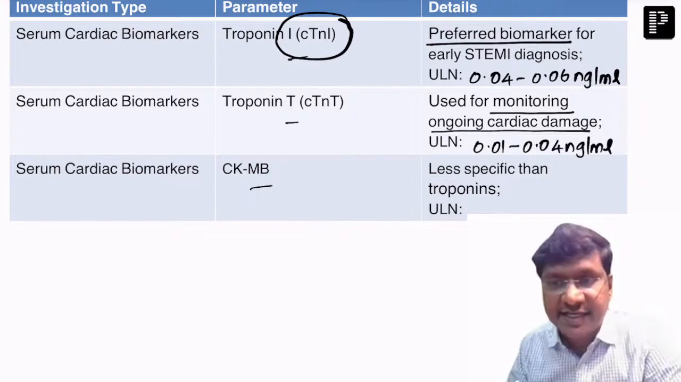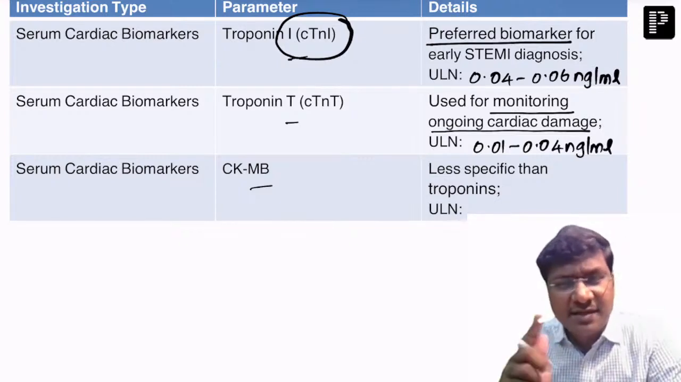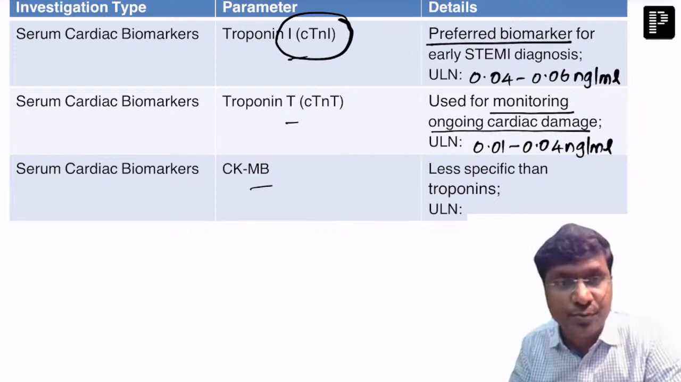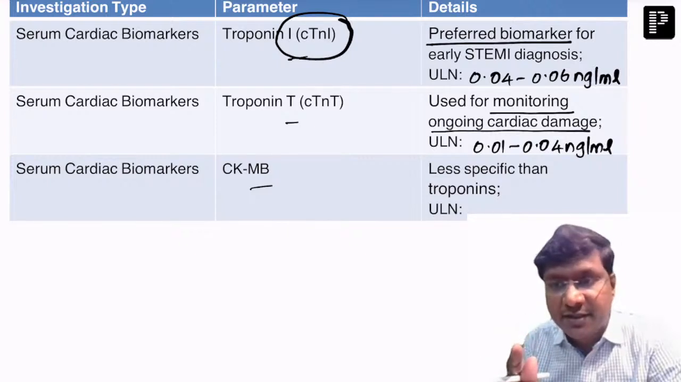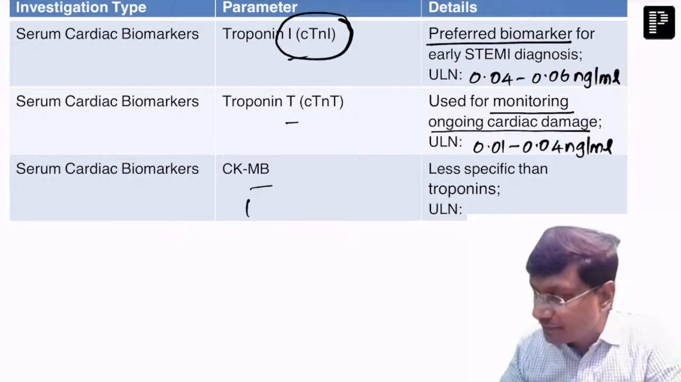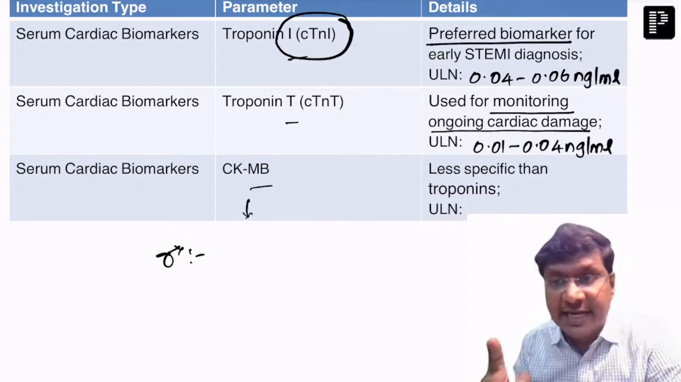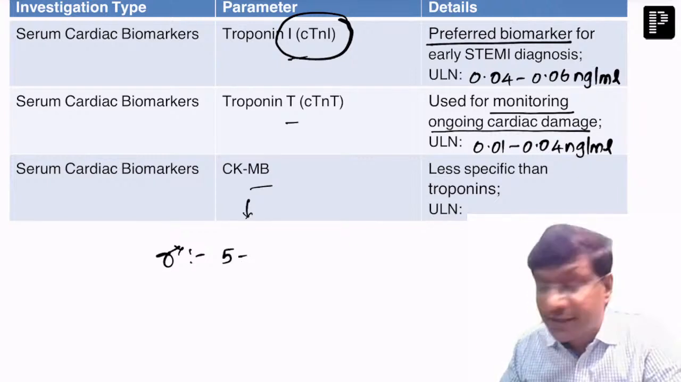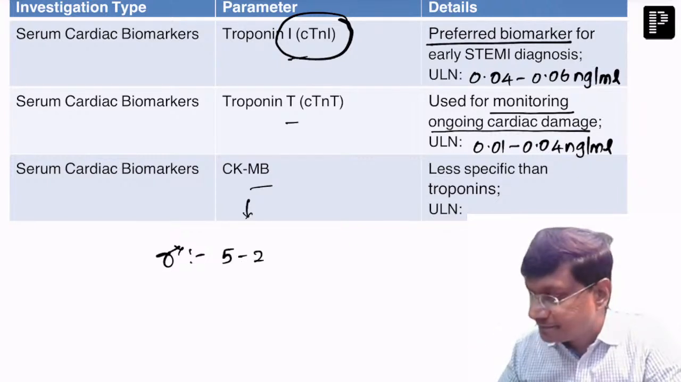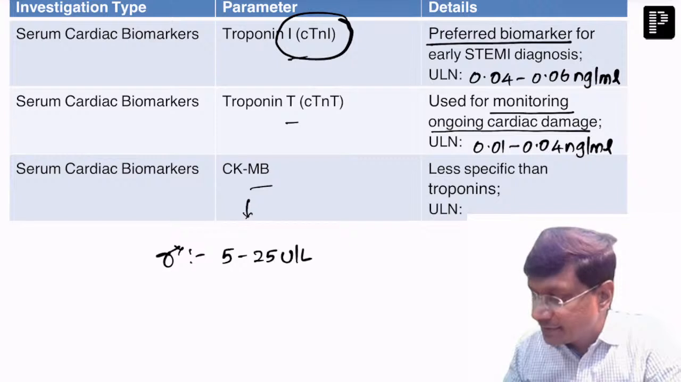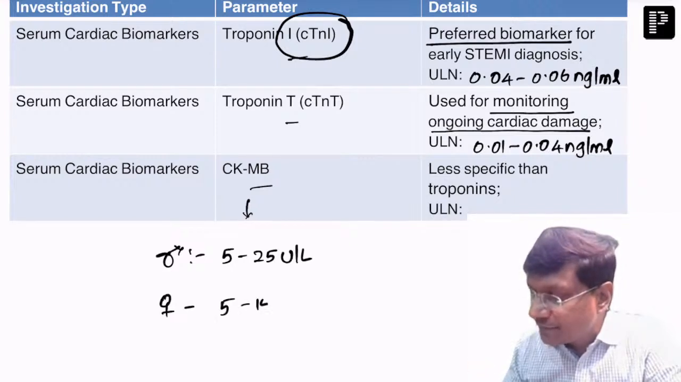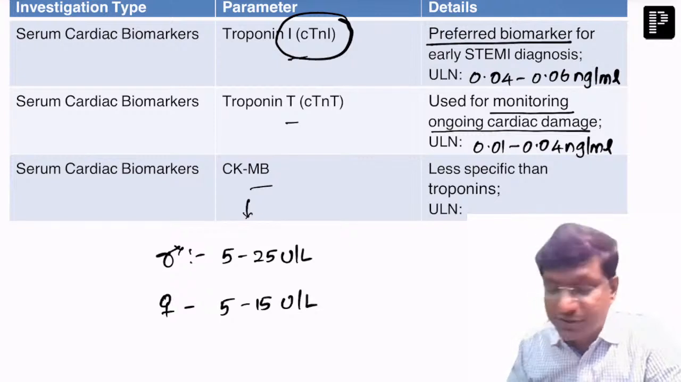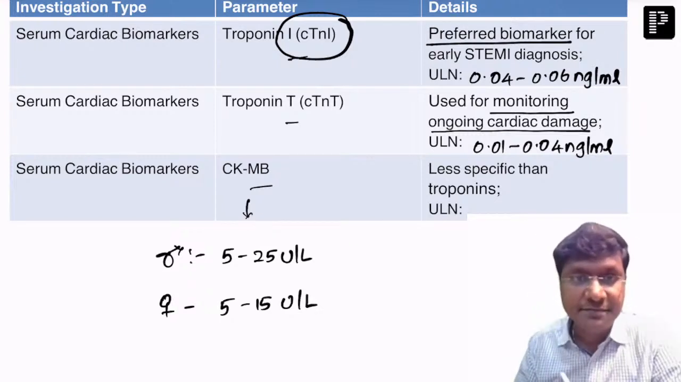And next is the CKMB. CKMB is less specific compared to the troponins. And what is the upper limit? In case of males, the upper limit of the normal value will be 5 to 25 units per liter, whereas in females, the value will be 5 to 15 units per liter. That is about the CKMB.